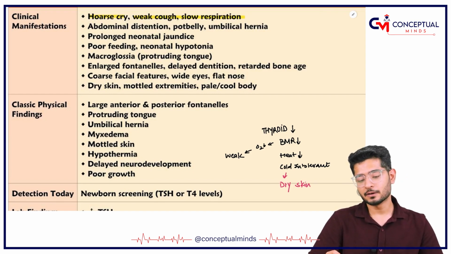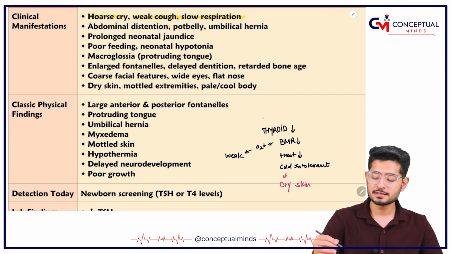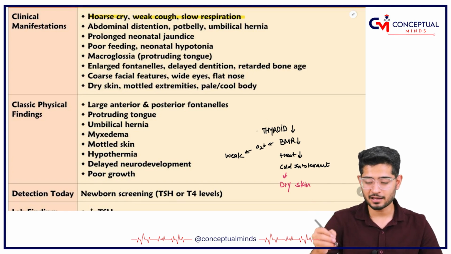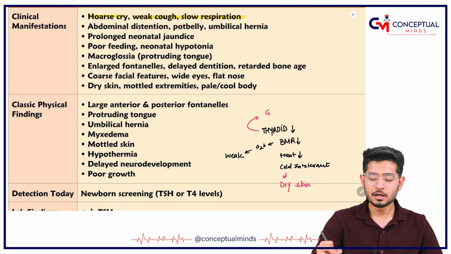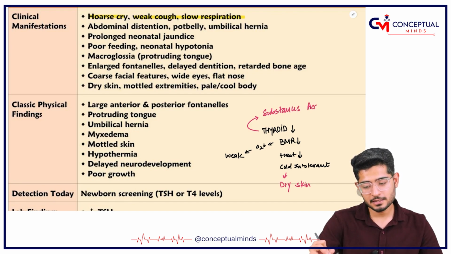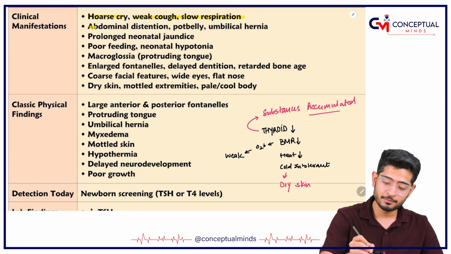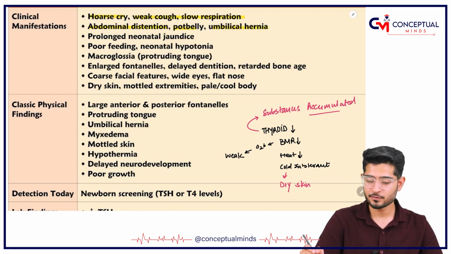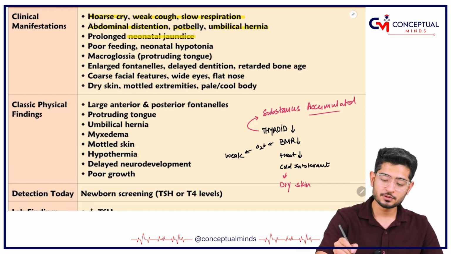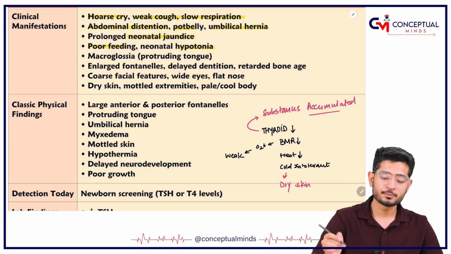Okay, see, it is seen that if there is less thyroid, glycosaminoglycans, or you can say the mucopolysaccharides, some substances are going to get accumulated. All these accumulated substances are responsible for the abdominal distension, and if the abdomen is distended, there will be pot belly and umbilical hernia. Of course, jaundice is going to be there. Of course, there will be decreased tone and constipation, and that's why there's poor feeding.